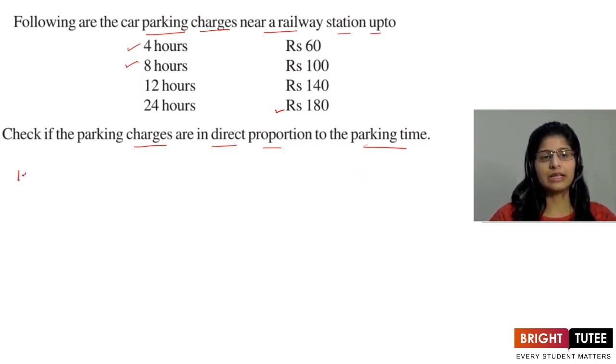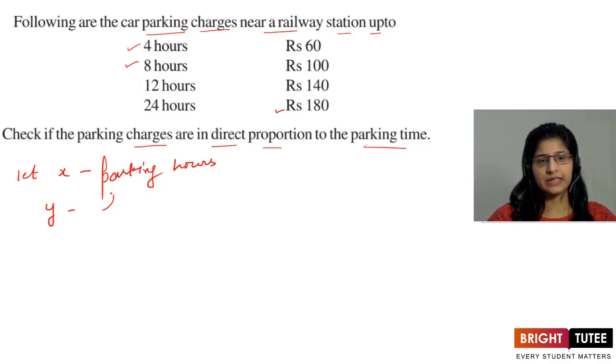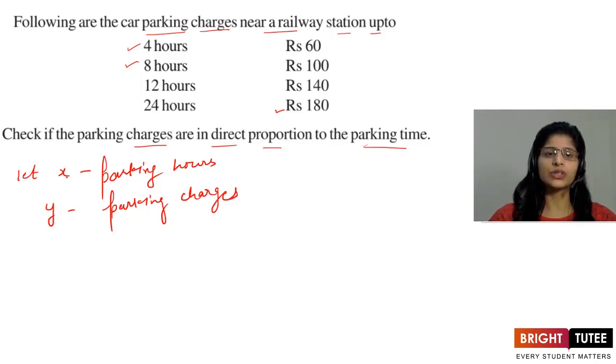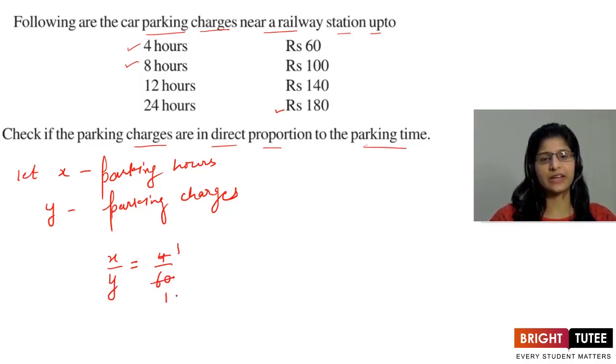So let X represent parking hours and Y represent parking charges. So the ratio of X and Y should always be the same. So if we calculate X upon Y, what are we getting? 4 upon 60, which is the first one. 4 ones are 4, then 4 5s are 20. So 1 upon 15 we get.